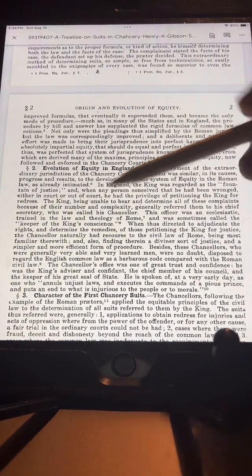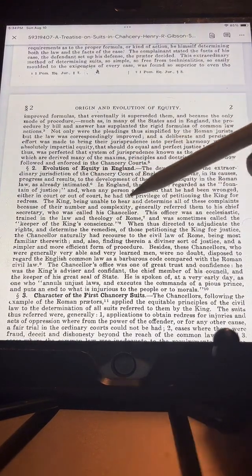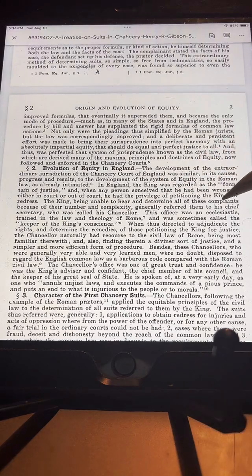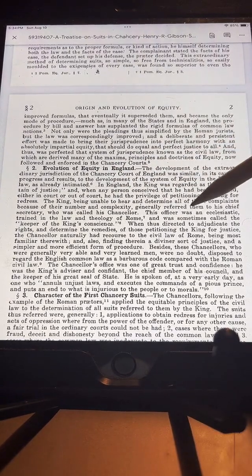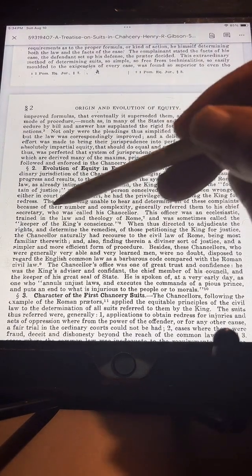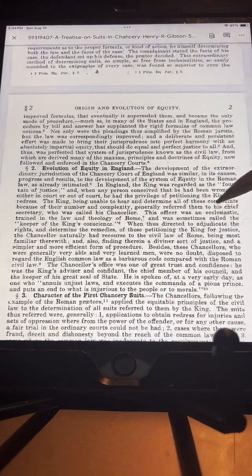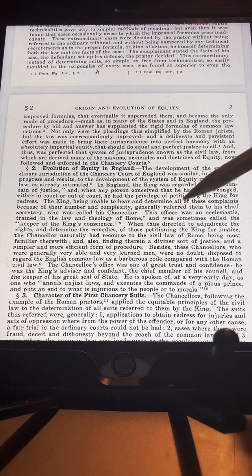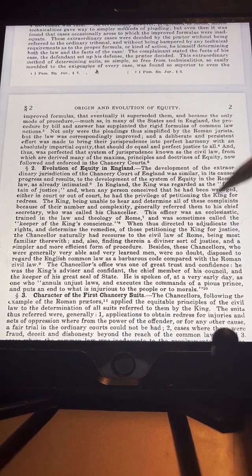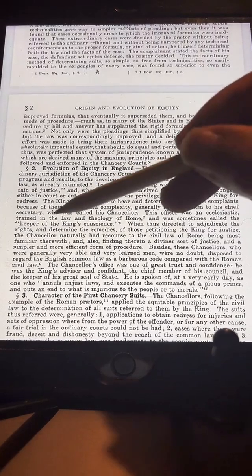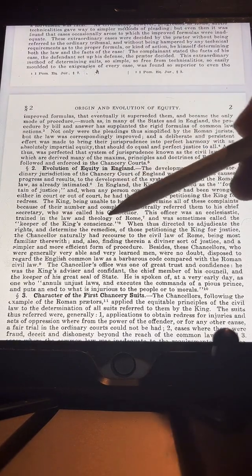The king, being unable to hear and determine all of these complaints because of their number and complexity, generally referred them to his chief secretary, who was called his chancellor. This officer was an ecclesiastic trained in the law and theology of Rome. Notice how we're talking about ecclesiastic. Now, where else do you find ecclesiastics? In the Bible, right? Pay attention here. He was sometimes called the keeper of the king's conscience, right?